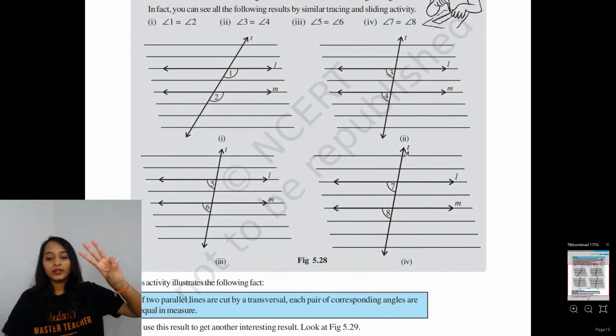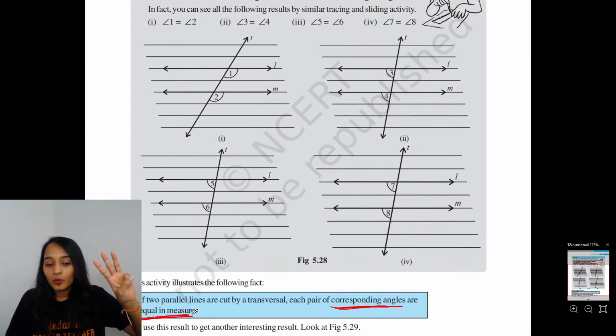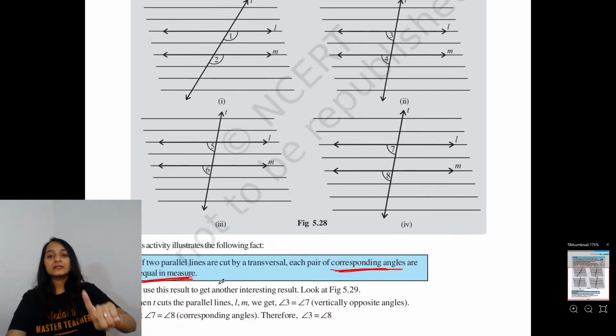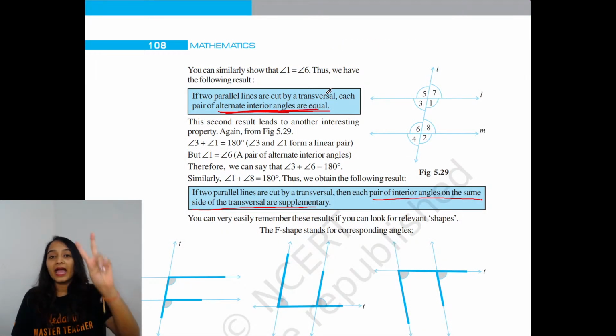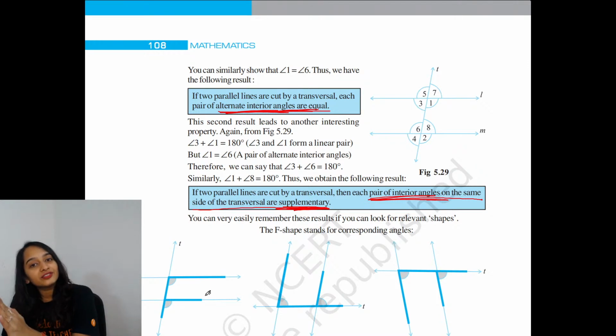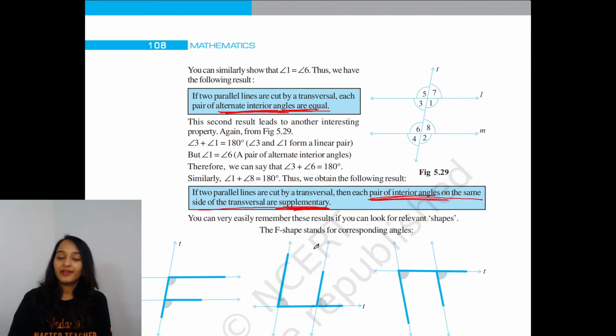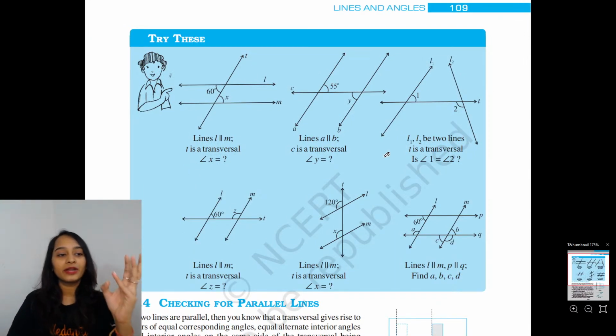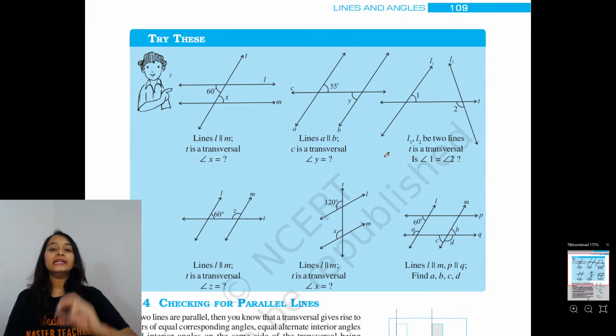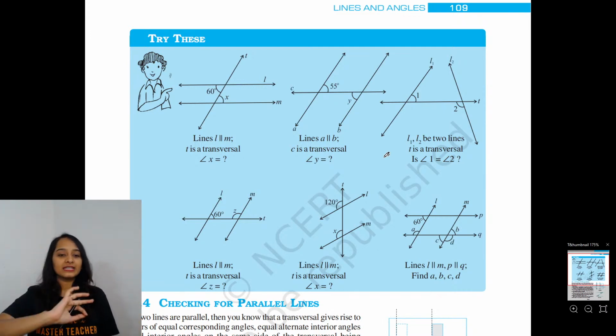Three conditions are there, guys. What are the three conditions? Corresponding angles are equal in measure. First condition, your corresponding angles will be equal. Your alternate interior angles are equal. And co-interior angles are supplementary. Angles on the same side of the transversal are supplementary. When do these three conditions hold? Only when the two lines L and M are parallel to each other. Then you can say that corresponding angles are equal, alternate interior angles are equal, and co-interior angles are supplementary. These three conditions are satisfied.